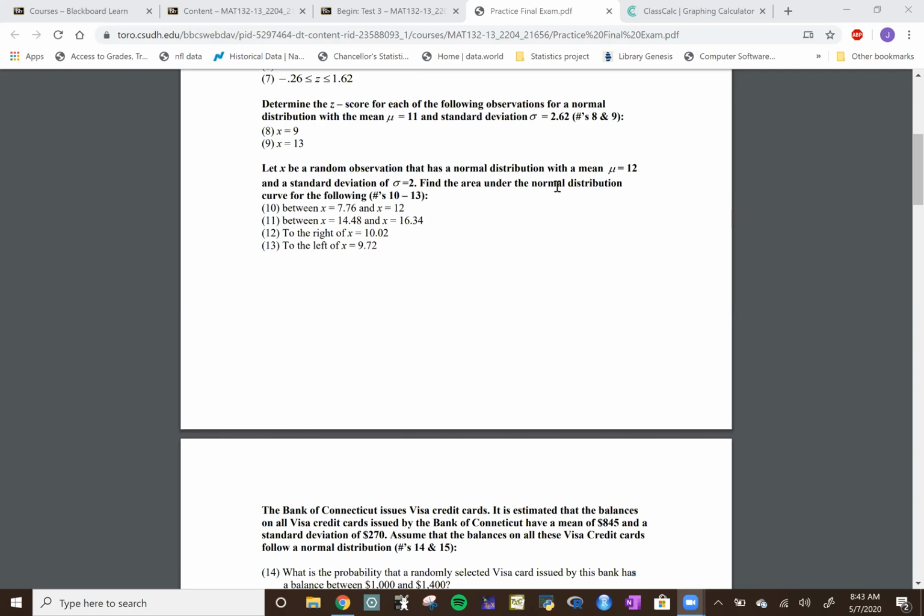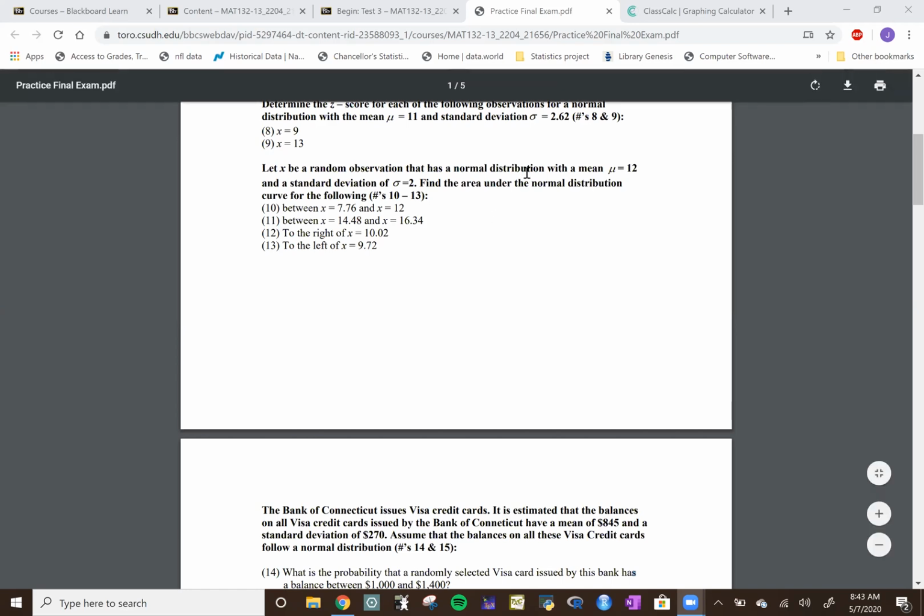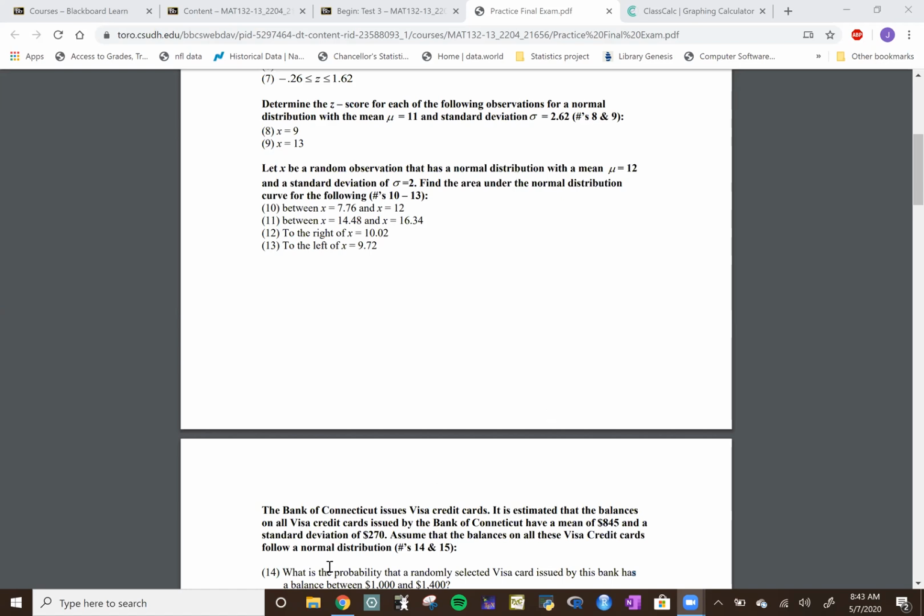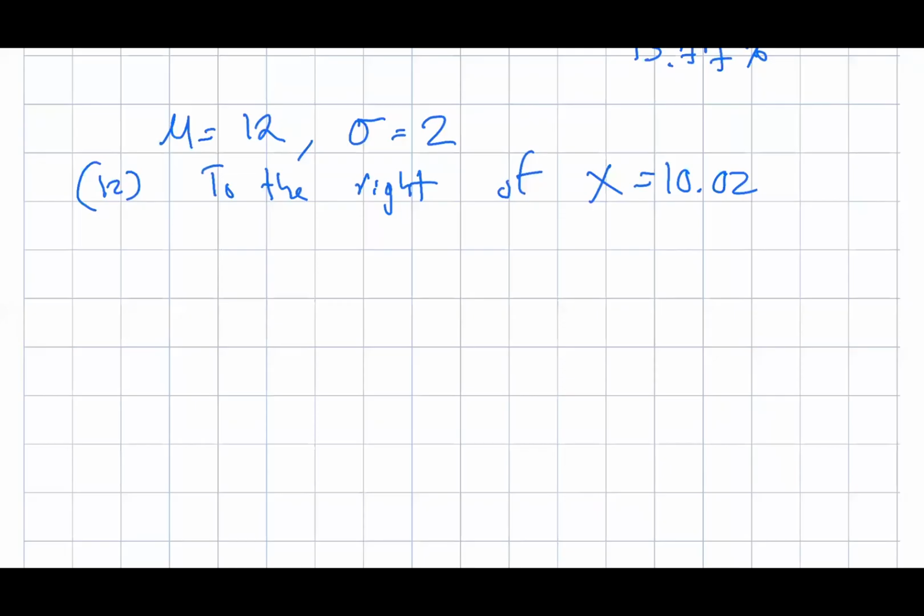And if you look right here, it says a normal distribution curve. So a normal distribution curve tells me we're going to use the normal distribution. So let me transition over to my notes. All right, so if you look at this one, we're going to draw this out.